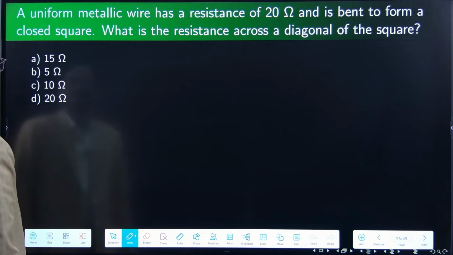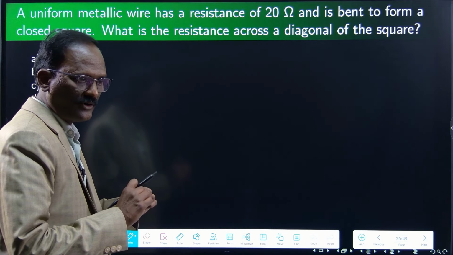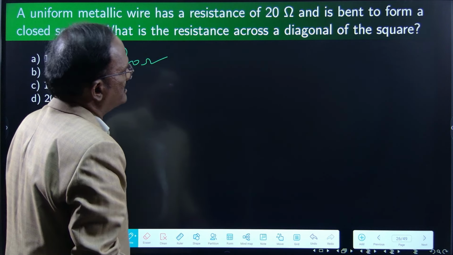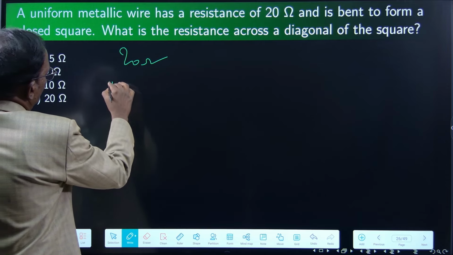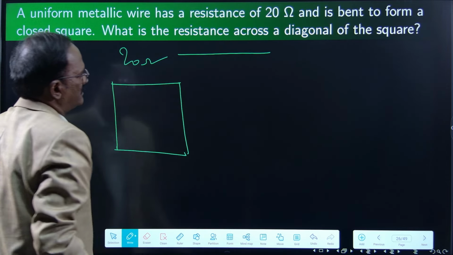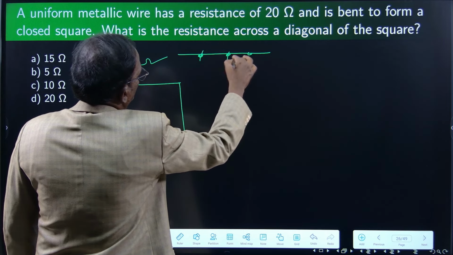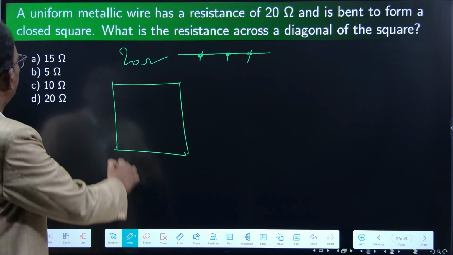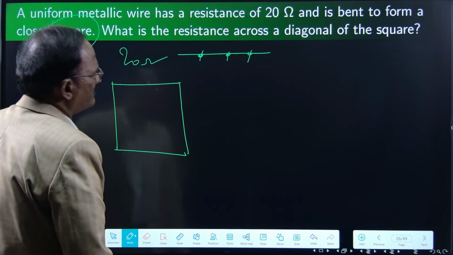Right. Next problem, a uniform metallic wire has a resistance of 20 ohms. Uniform metallic wire, 20 ohm is the resistance and is bent to form a closed square. There is a wire, it is bent to form a closed square. What is the resistance across the diagonal of the square?